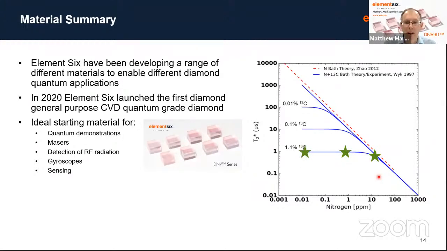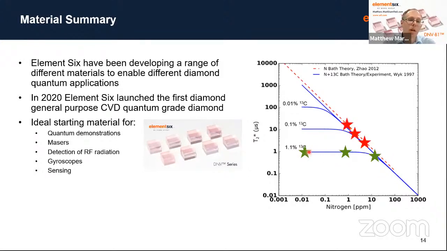We also have another product out there, it's electronic grade diamond, which has a much lower nitrogen concentration. So we're talking single defects. So some of the work, for example, that Andrew might be talking about today, where he'd be looking at controlling single NV defects, this sort of material is more suitable for that sort of application.